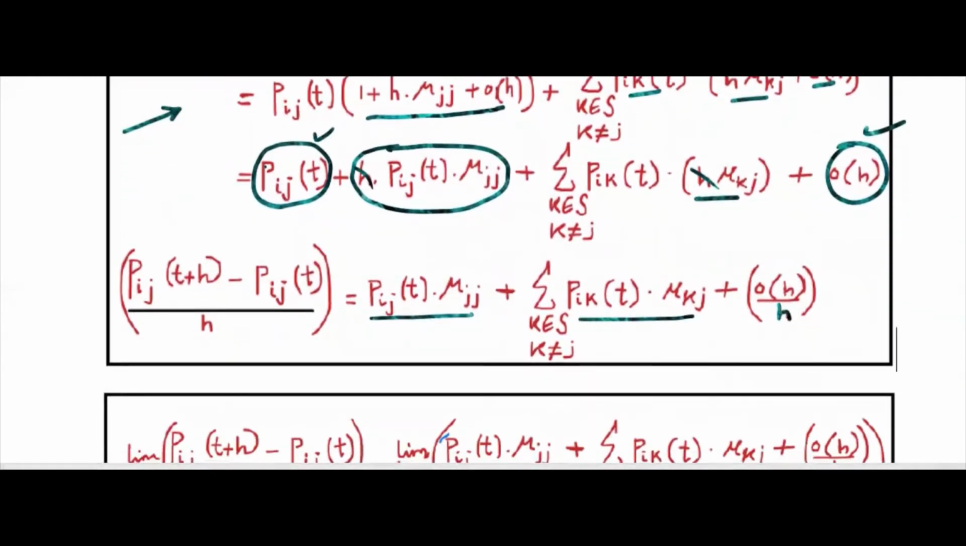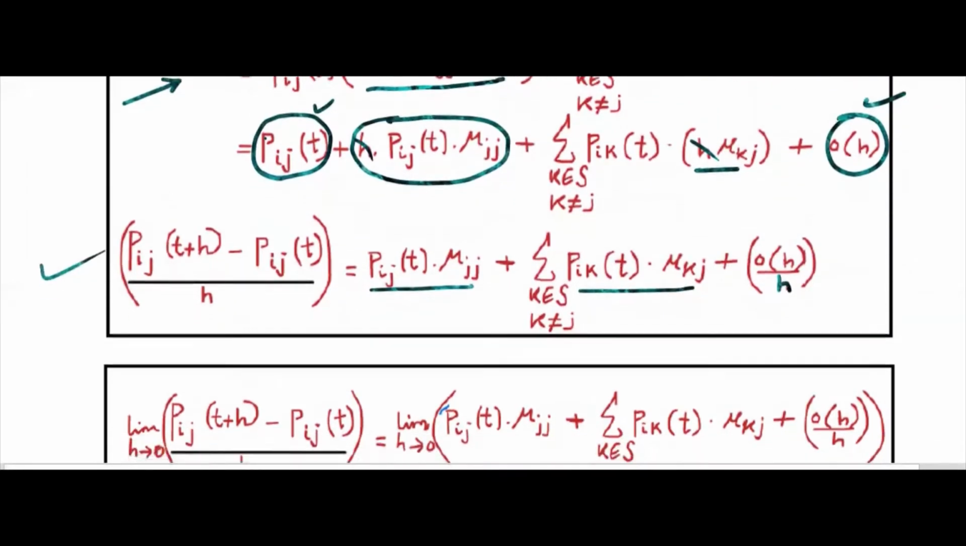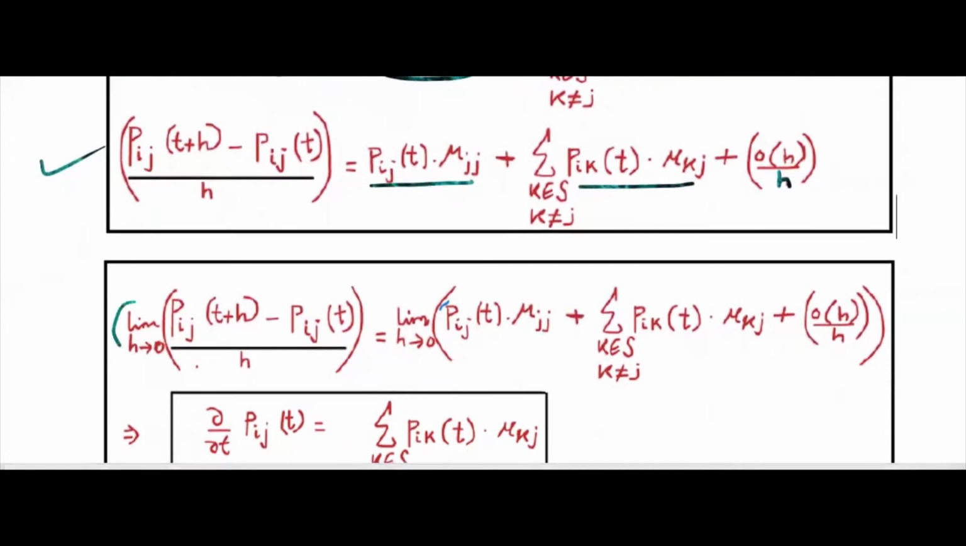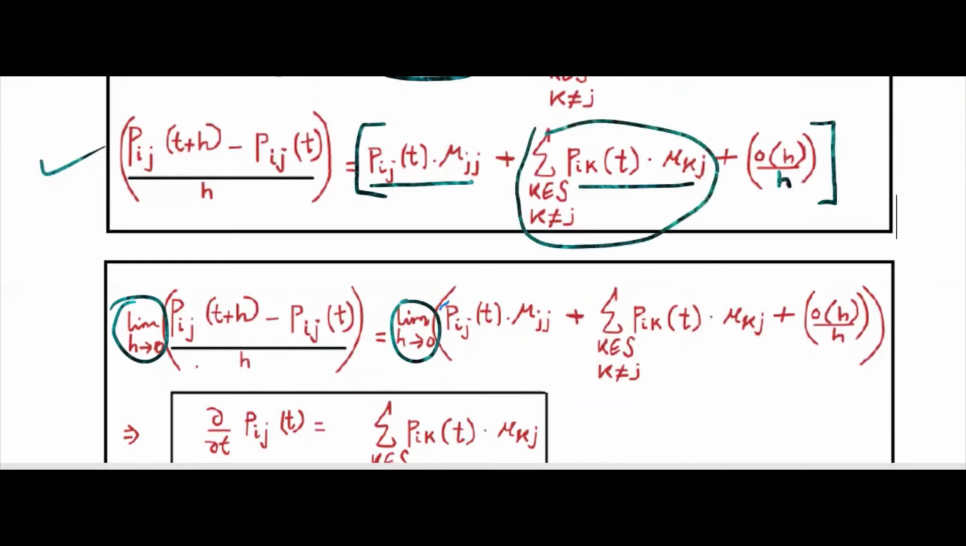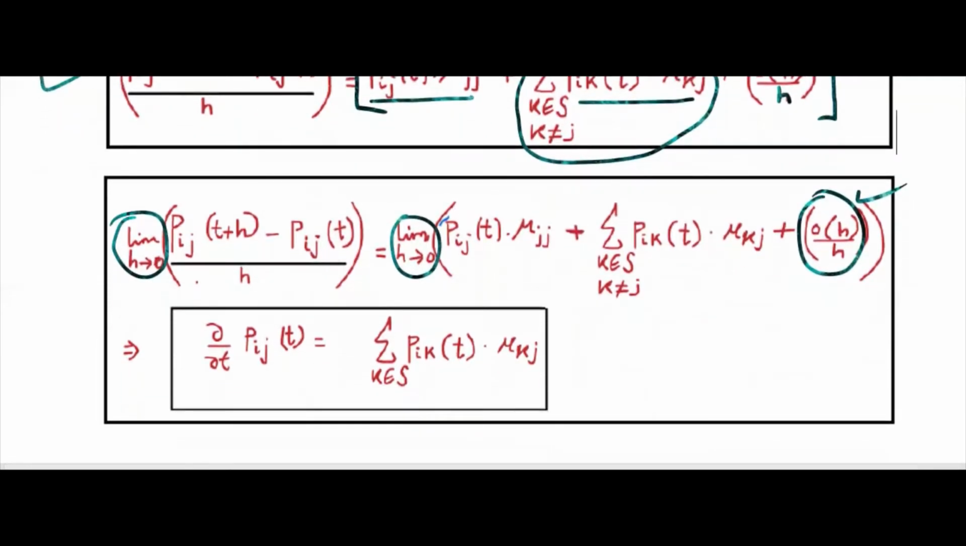This is the normal way wherever you see derivation in CS2. Now we have to take the limit. So when you take the limit h tends to 0, there are 3 terms here, expressions. This is not one term. So the first term here, and the second expression this one, and the third one here. When you take the limit h tends to 0, this one will become 0, and then P_ij(t) mu_jj plus this, that will be there.